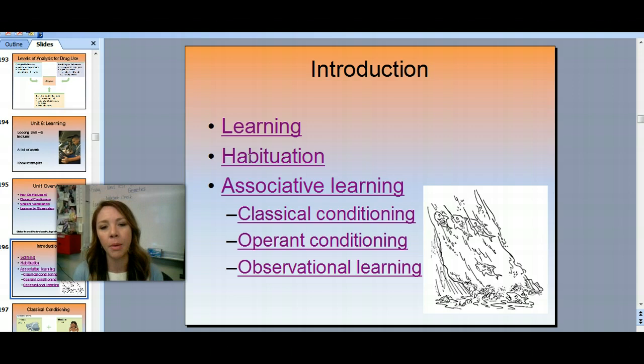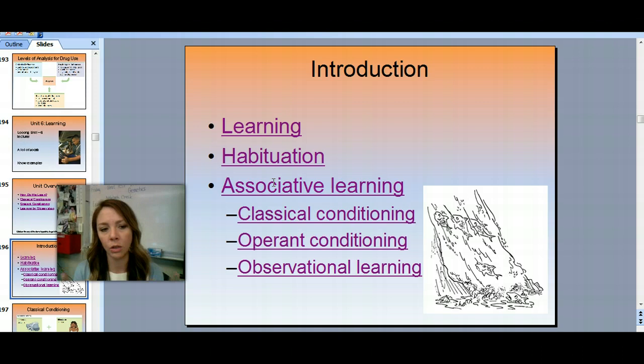And then associative learning means when you associate one thing with another. So these three things right here are associative learning: classical, operant, and observational. It's when you associate one thing with another that may or may not have been associated before. That's the big difference between classical and operant. Classical involves things that usually are associated, and you're just putting in another type of stimulus or response, and operant is two things that didn't used to be associated that you make associated. And observational learning is when you learn by watching other people learn.